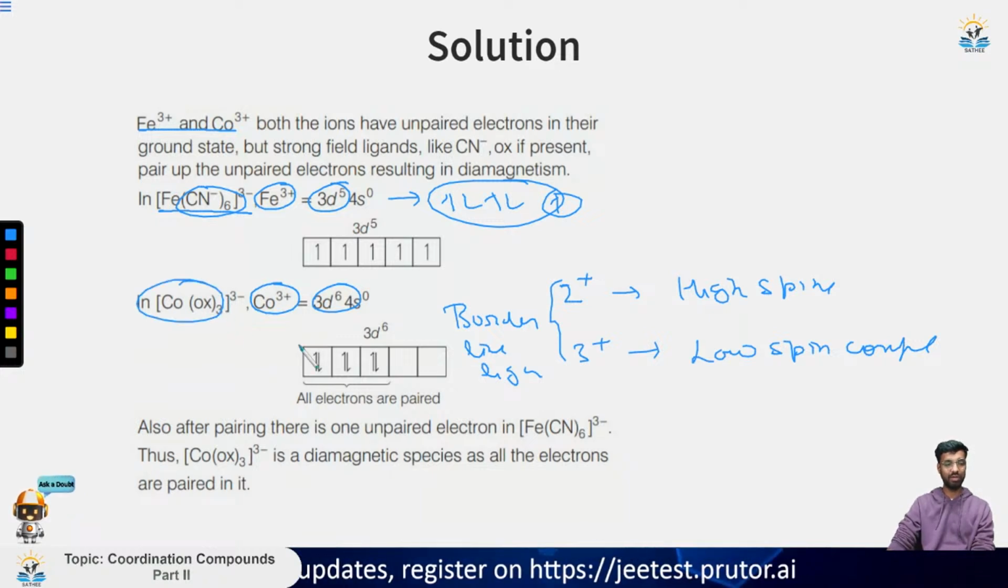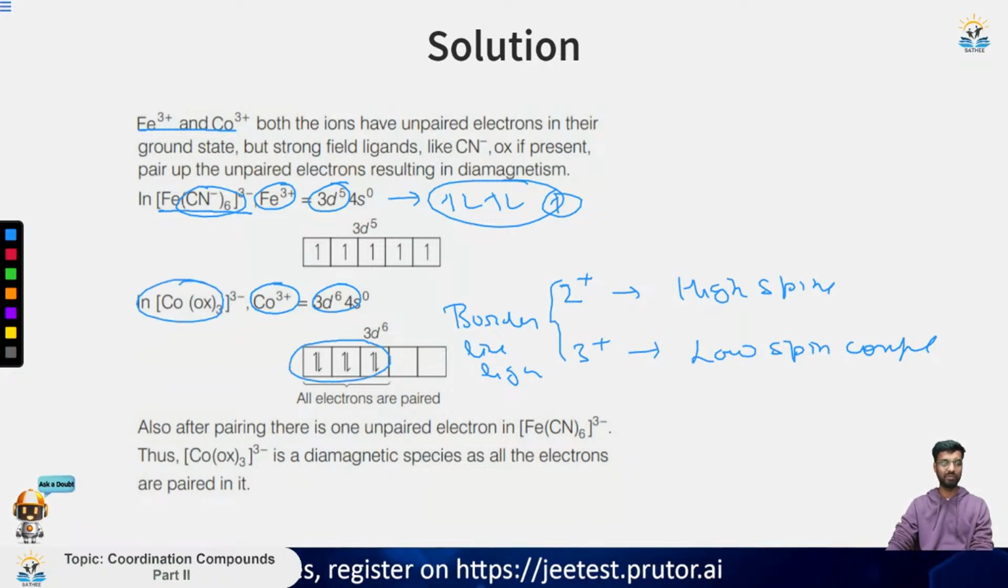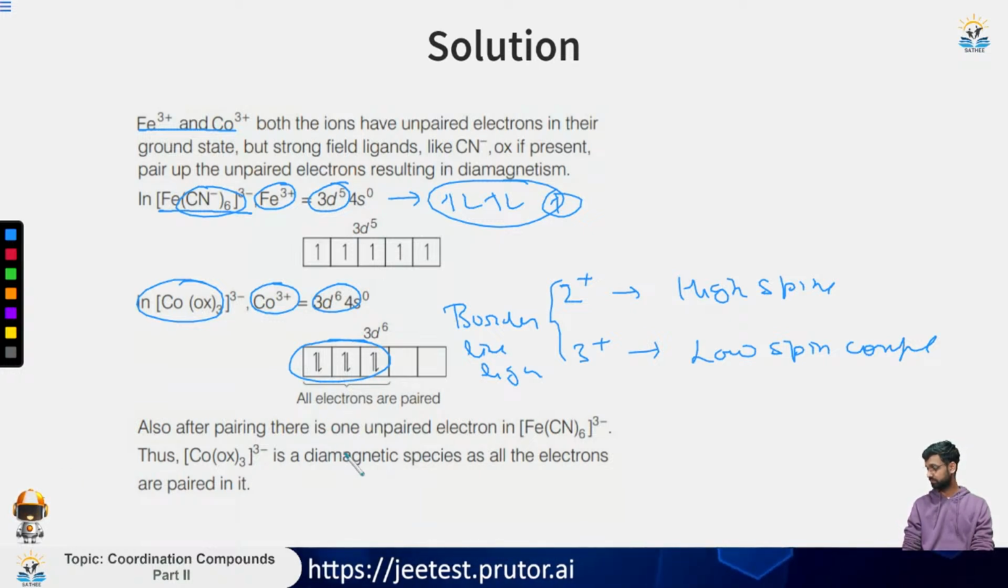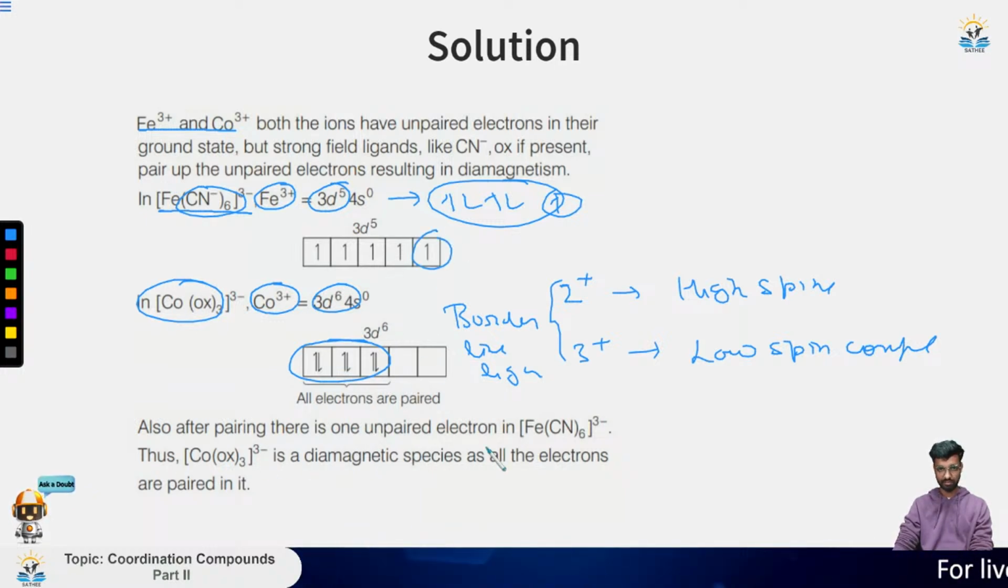Now it will form a low spin complex. So all of the electrons will be paired, or you can say an inner orbital complex, and we will have diamagnetic behavior. For this case, we will have paramagnetic behavior because one electron is not paired.